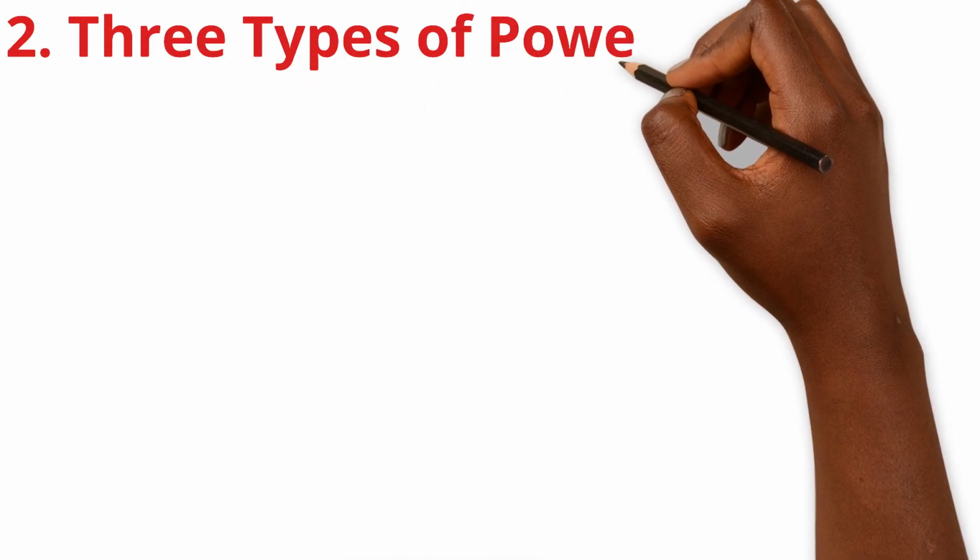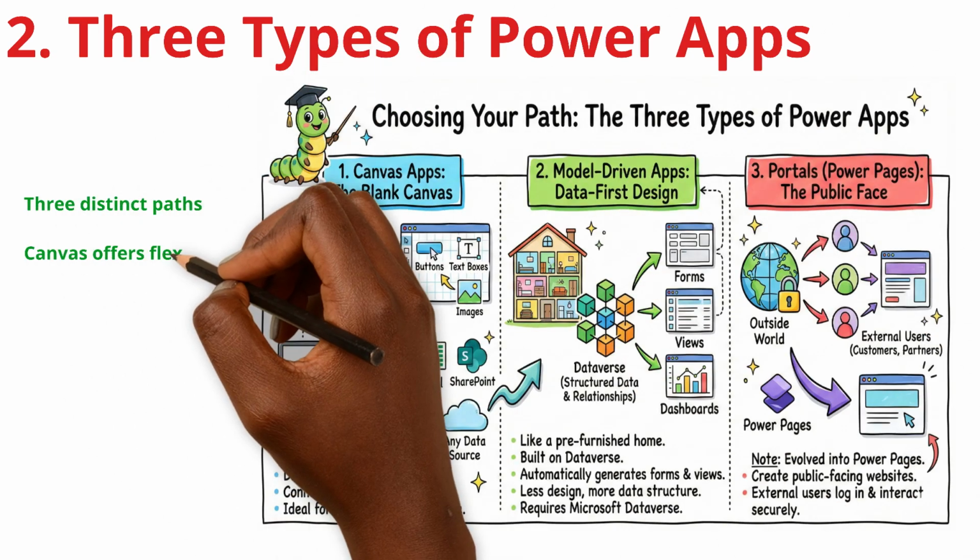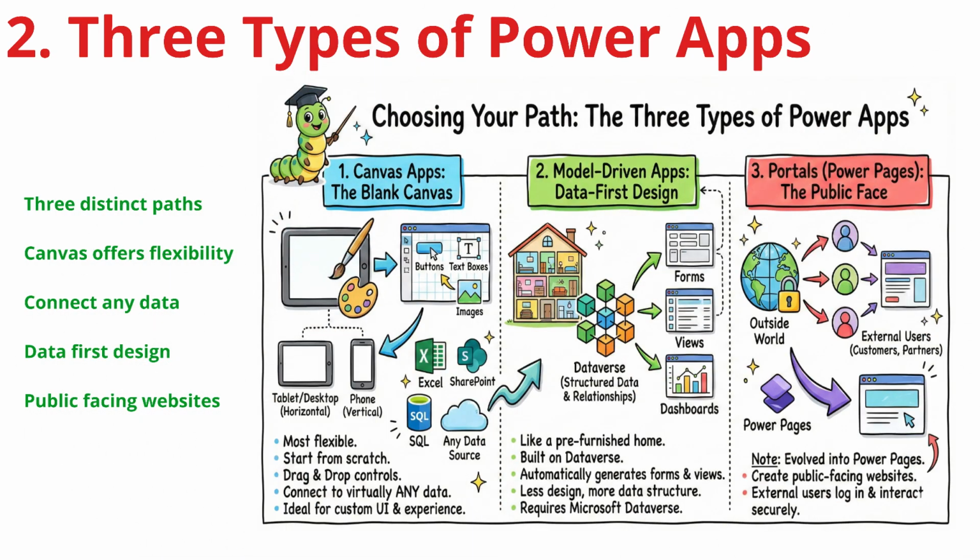Before you begin building in Power Apps, it is crucial to understand that you have 3 distinct paths to choose from, each tailored to different needs. First, there are Canvas apps. Think of this as a literal blank digital canvas. It's the most flexible option, allowing you to start from scratch. You have complete freedom to drag and drop controls to build a custom user interface for phones or tablets, and you can connect it to virtually any data source, like basic Excel files or SQL databases.